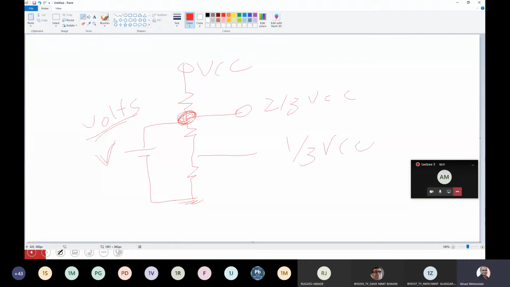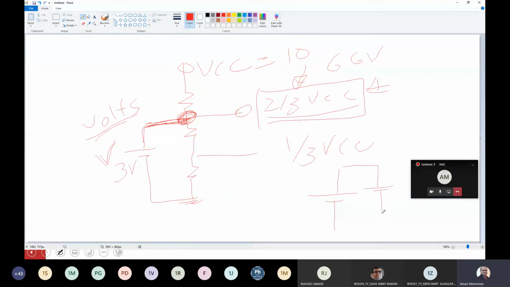provided it is less than 2/3 of VCC. It will cause a loading effect to the 2/3 of VCC, and it will change the value at this point. Okay. Now, say you applied 3 volts and this point was, let's say, 10 volts. So 2/3 of VCC will be 6.6 volts. So whenever you connect a 3 volt supply in parallel with the 6 volt, again, none of the electrical engineering books tell you what happens when you connect 2 supplies together.